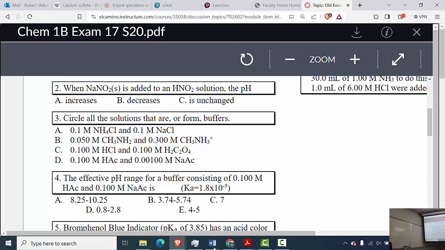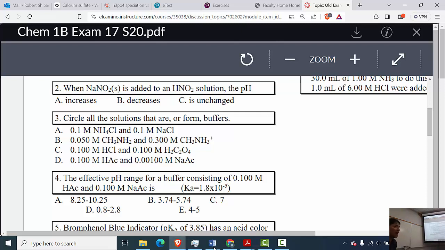Circle all the solutions that are or form buffers. That means they can react to form a buffer. Well, in a buffer we need a weak acid and a weak base. There's going to be a weak acid and a weak base.